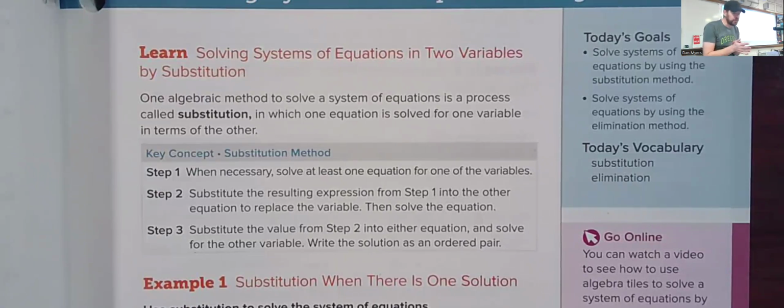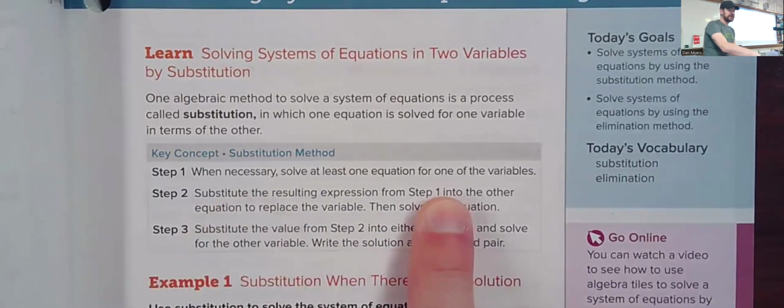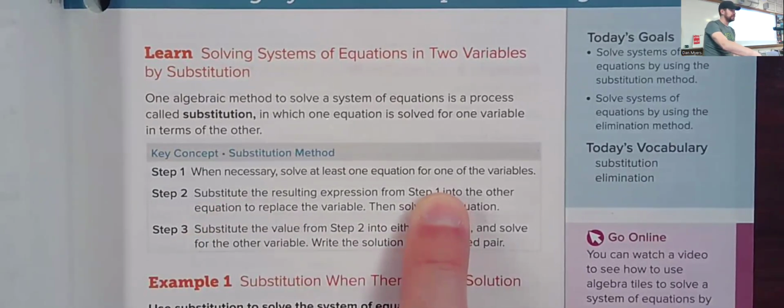So one algebraic method to solve a system of equations is a process called substitution, in which one equation is solved for one variable in terms of the other. So basically, you get an equation equal to a variable. It doesn't matter which one, first of all.